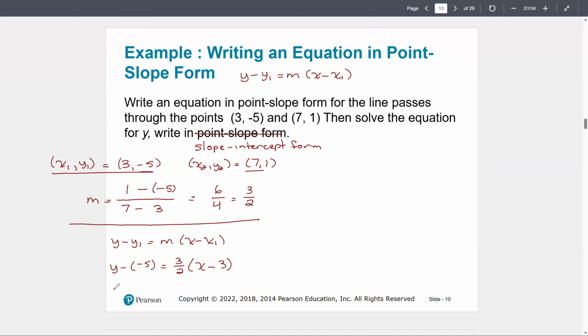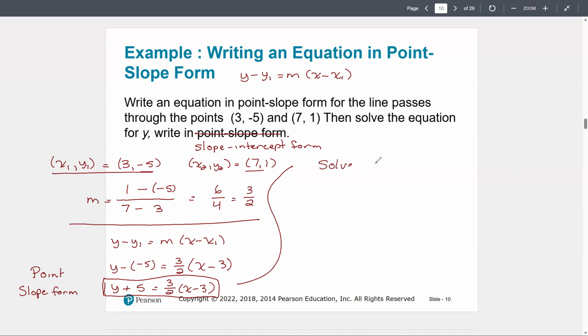This one's not going to be pretty for us. So we're going to change that to y plus 5 equals 3/2 times x minus 3. So we have our point slope form. Point slope form. I always say that backwards. It's not slope intercept form. Then we're going to solve for y.